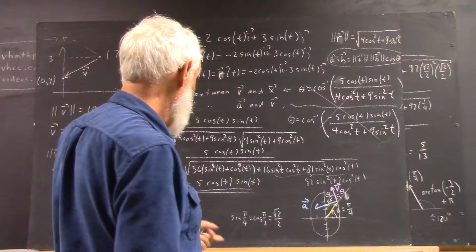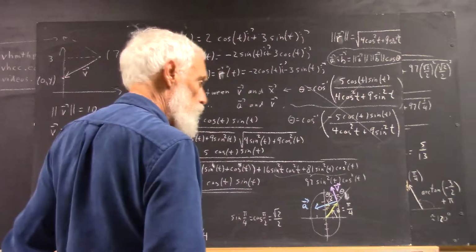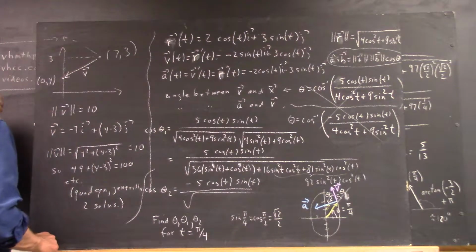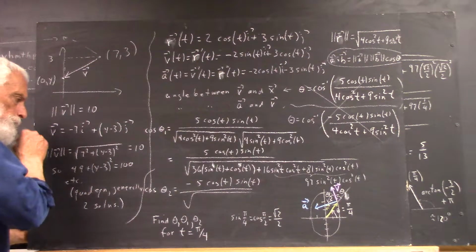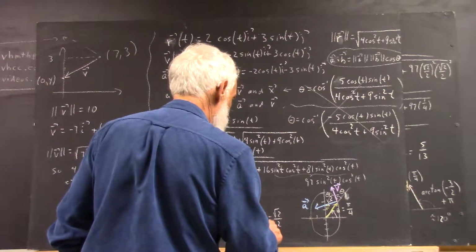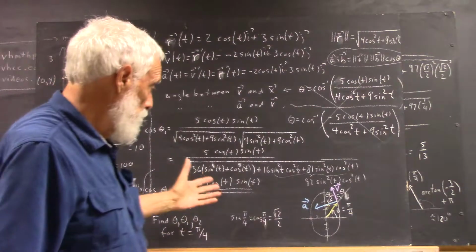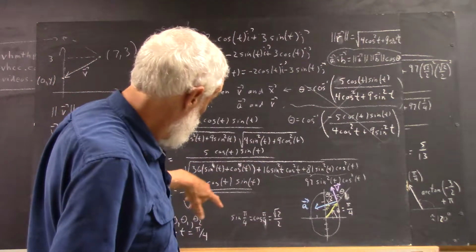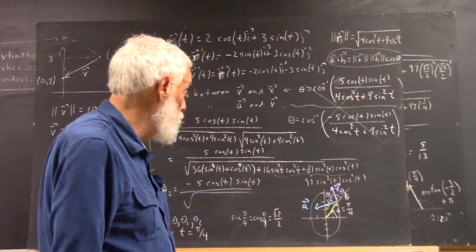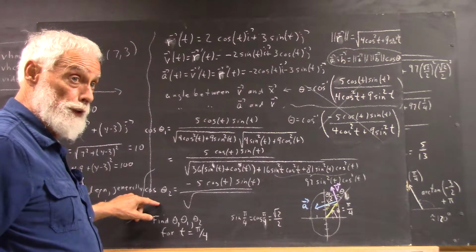When t equals pi over 4, the sine of t is the sine of pi over 4. The cosine of t is the cosine of pi over 4. I wrote pi over 2 there, because I was already in the mode to write square root of 2 over 2, most likely. Okay, sine of pi over 4 equals cosine of pi over 4 equals square root of 2 over 2.